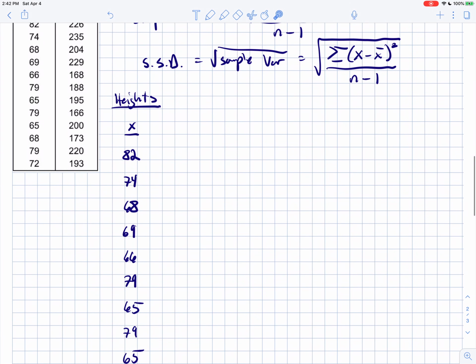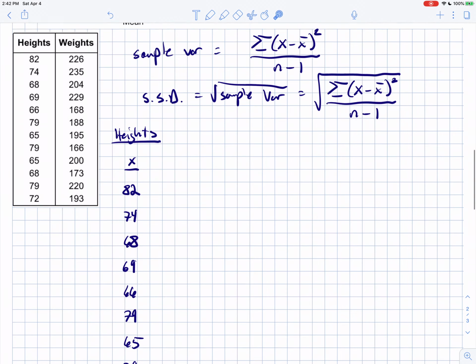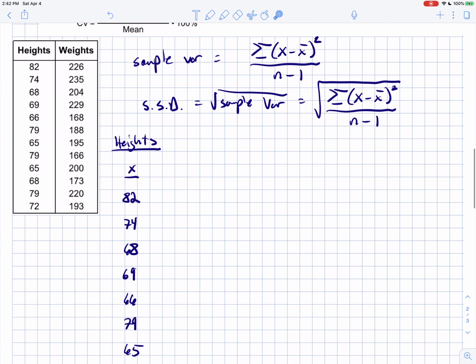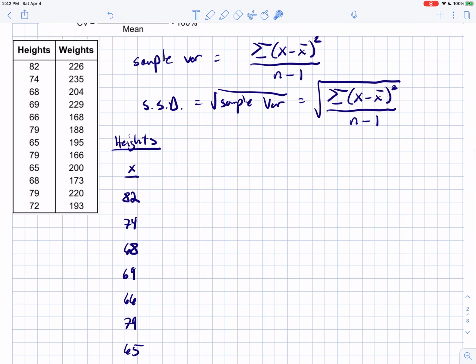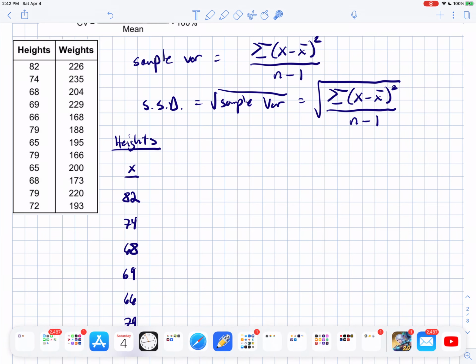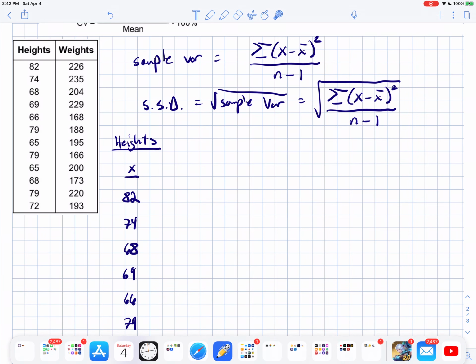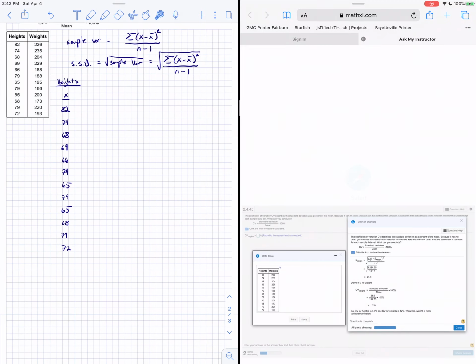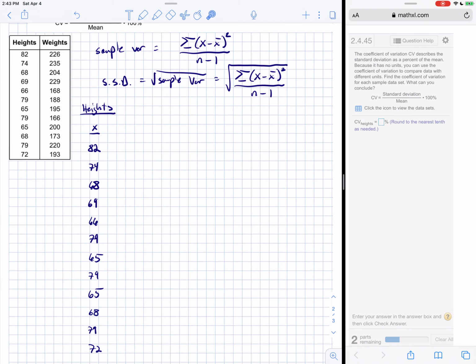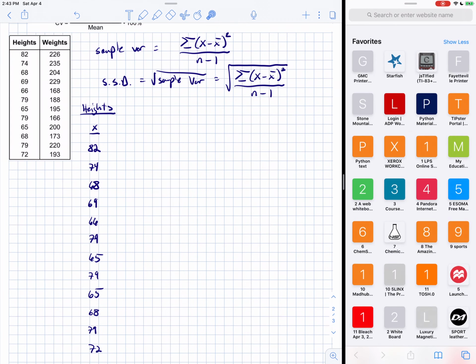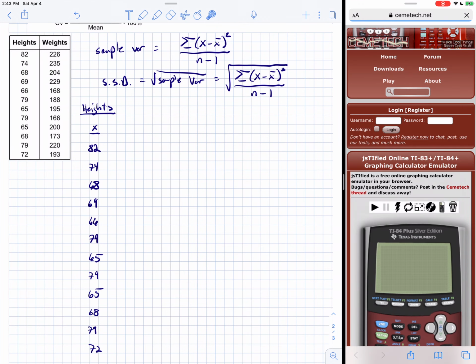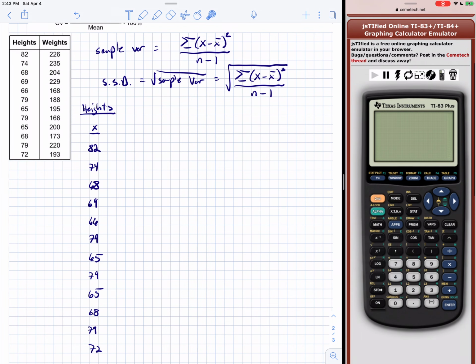So we found each x. Now let's take each x minus the average. So we need to find the average. Our x bar, we will add all these up and divide by 12. I will use my calculator. Okay. I think for the sake of time, I'm not going to crunch all this out.